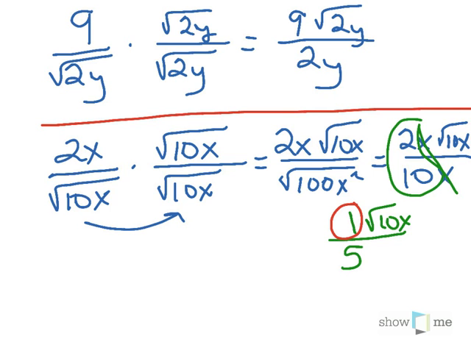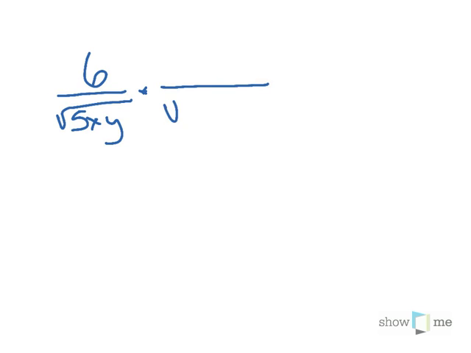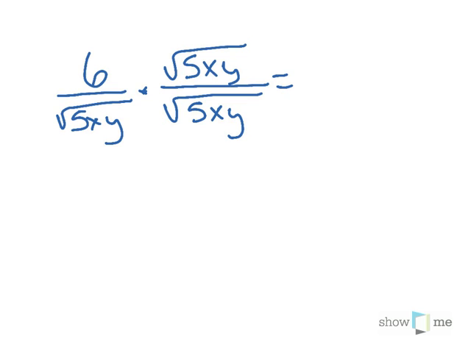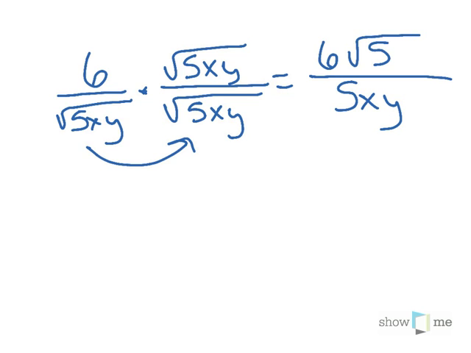I'm going to erase my board again so I can do another example for you. I have 6 over the square root of 5xy. We're going to multiply, that's not a minus, it's a multiply, times the square root of 5xy. Same thing on the top and the bottom. Keep that fraction equal. Those square roots of 5xy right there, when you square them, the square root is going to multiply out. Those are opposite operations, so you're just going to end up with 5xy on the bottom. On the top, 6 on the outside, square root of 5xy on the inside.